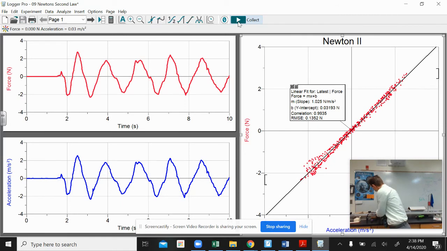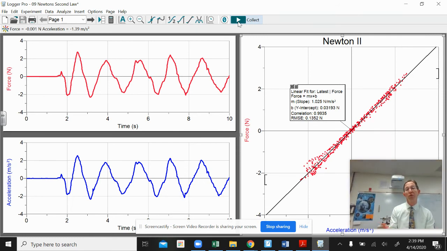If you predicted mass, you are correct. Let me find the mass of the cart with that additional mass on it. Get a mass of 1,250 grams, which should be 1.250 kilograms. And you can see my slope is pretty similar to that. There's always going to be some error in the measurement. I'm going to save my latest trial.